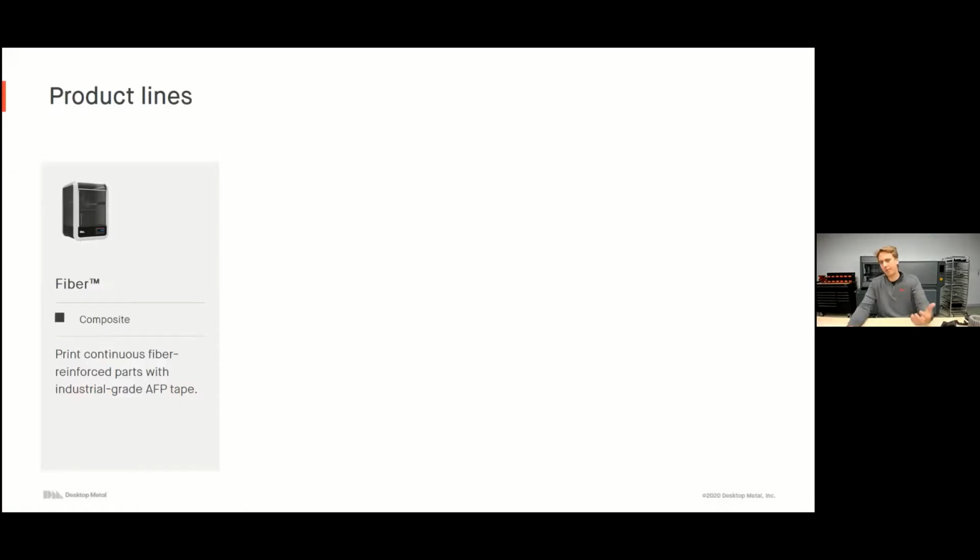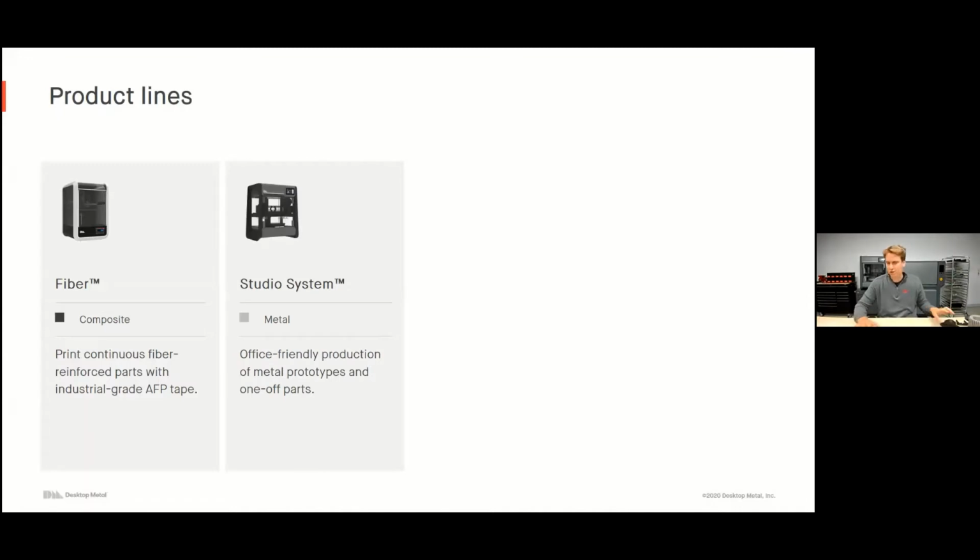So looking at our product line, we have our fiber printer. We'll be talking about that today. That's for continuous carbon fiber parts, printing PEEK and PEKK, nylon, fiberglass. Creates really, really strong parts with excellent surface finish. We'll look at a lot of these today.